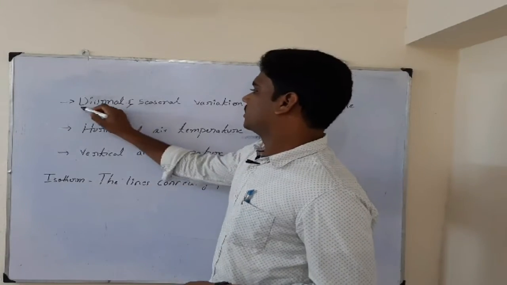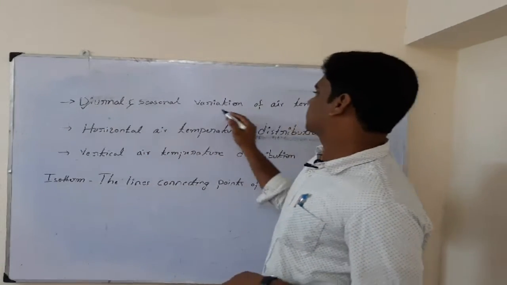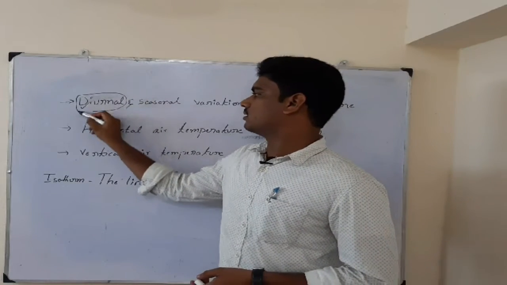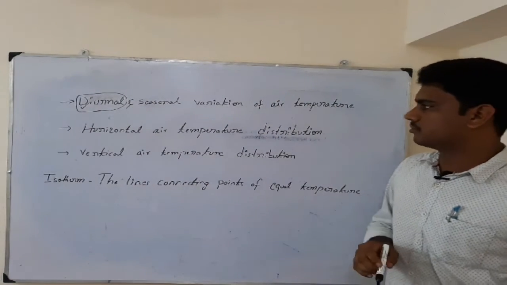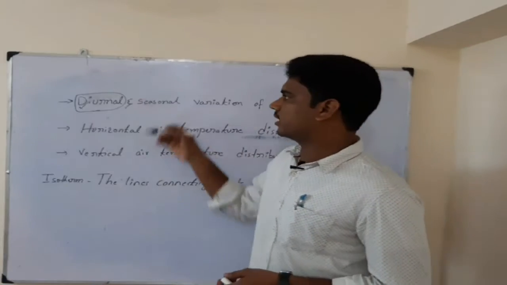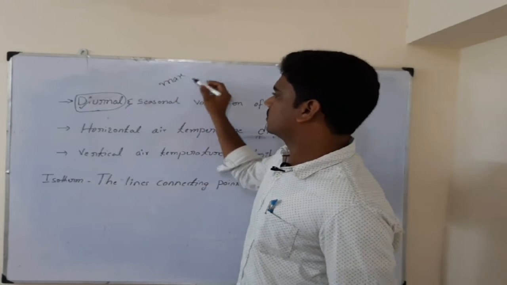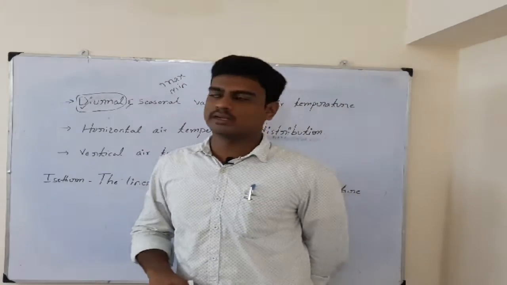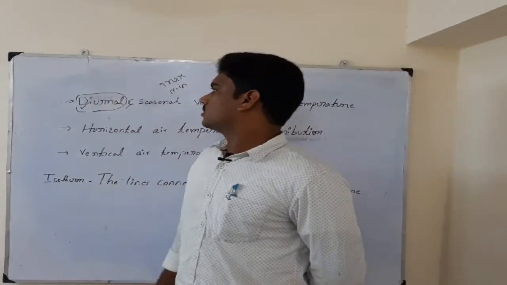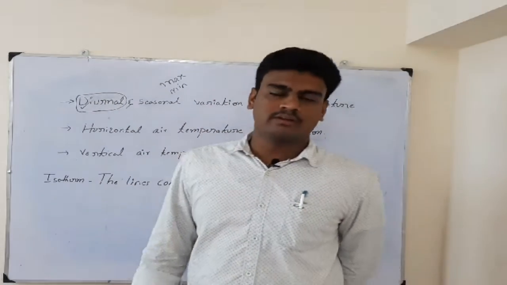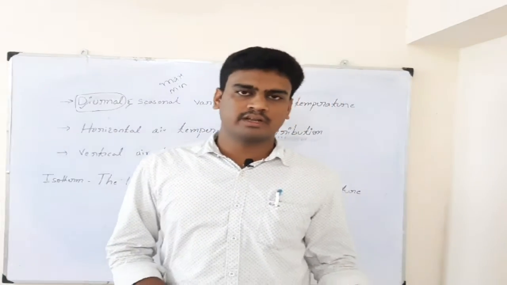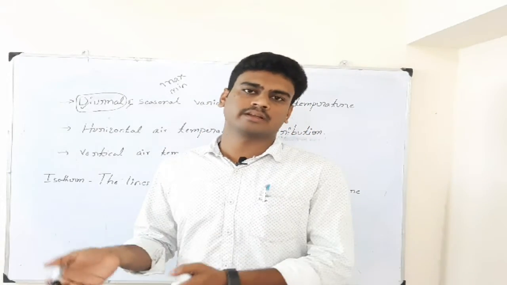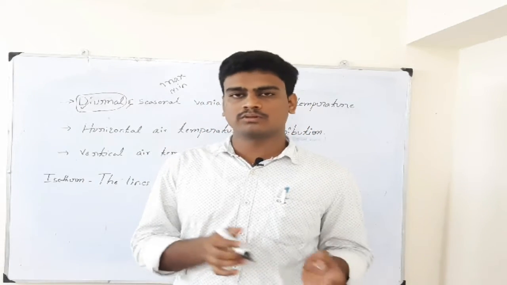The meaning of diurnal and seasonal variation of air temperature. First, let us look into the diurnal variation in air temperature. Here we take one maximum and one minimum air temperature in a day. For example, in the early morning we see the minimum temperature in a day, and the maximum temperature we see at some noon time, like 1 to 2 p.m.